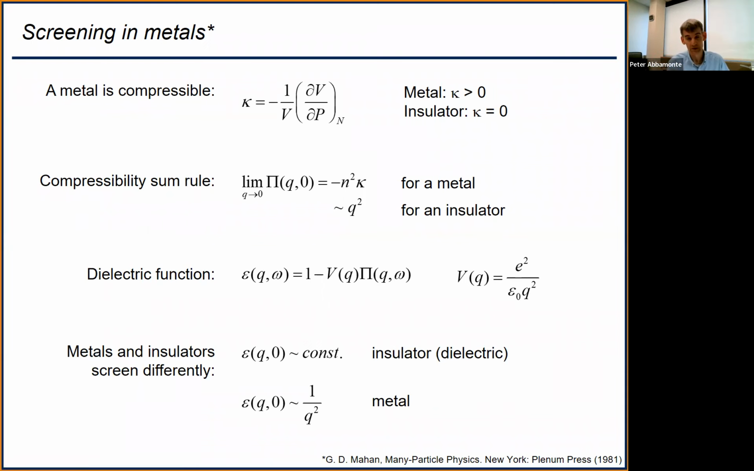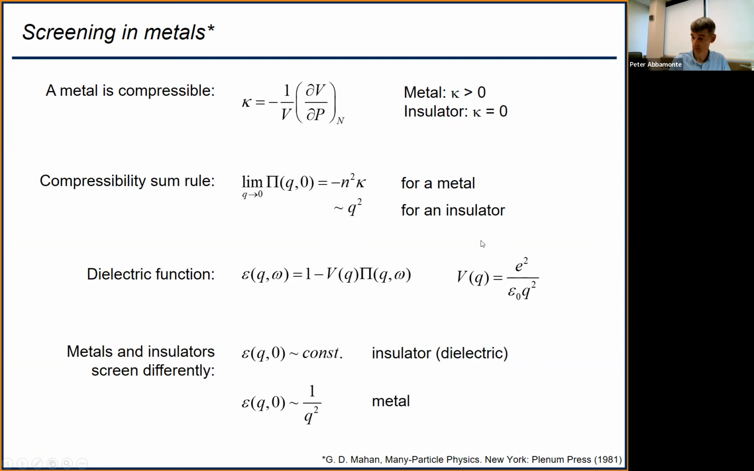So the compressibility of a system has implications for the way it screens. There's a thing called the compressibility sum rule, which says that the real part of the polarizability of a system is given by its compressibility. And for a metal, this is a constant. And for an insulator in three dimensions, and I think actually also in two dimensions, this polarizability goes to zero as q squared. This is just a sum rule.